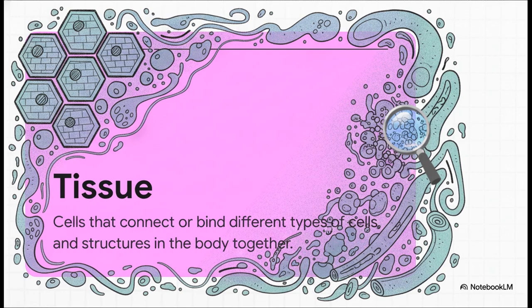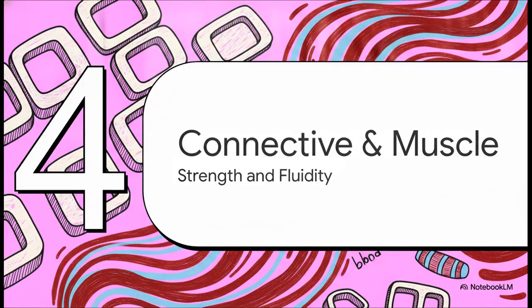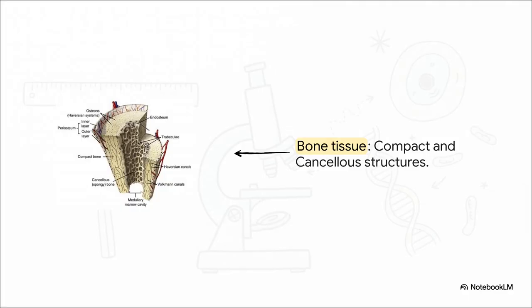Think of it as the biological mortar holding the bricks of your body together to create real structural integrity. Section 4. Connective and muscle tissues, strength and fluidity. Now, what's really interesting about this is how specialized these tissues get, especially bone, or osseous tissue. Bones are classified morphologically by shape.